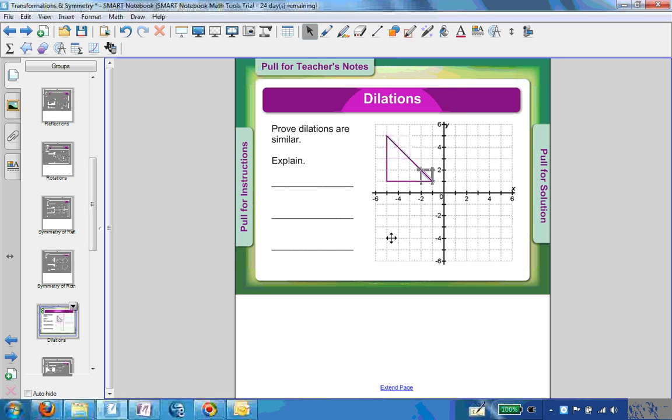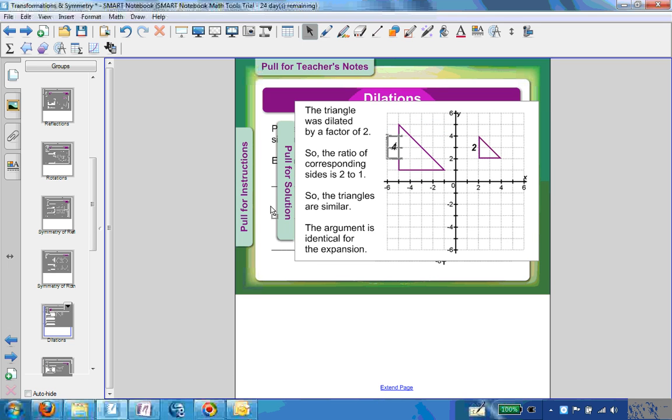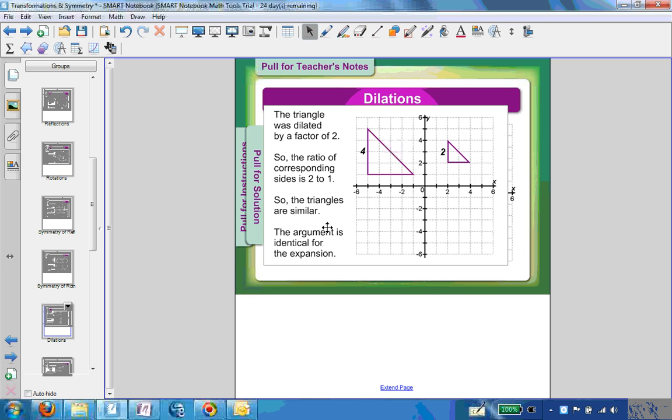Dilations are where the figure changes how big it is, but it doesn't change the shape. So here's an example. We call these similar figures, where you have two figures that are the same shape but different sizes.